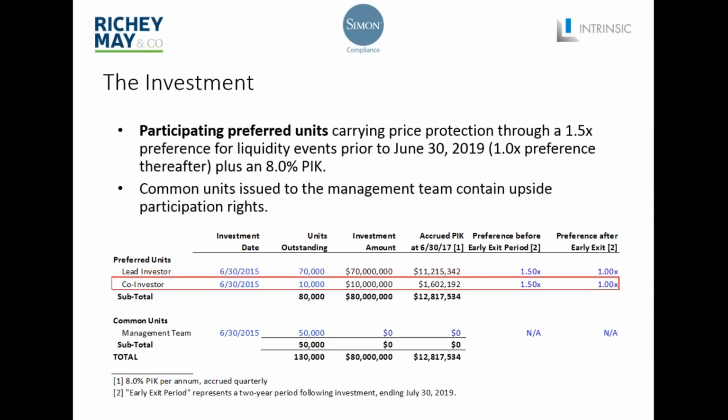So briefly, I wanted to weave into this example a complex capital structure. As you'll see here, the lead investor is invested in a participating preferred stock, and the minority or co-invest is sitting pari passu with that security.